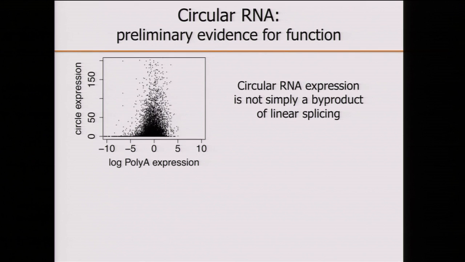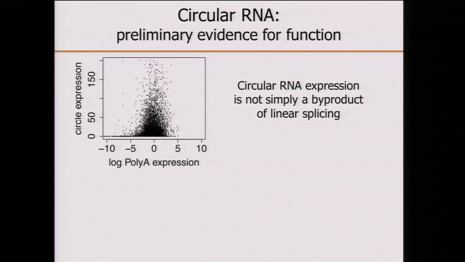An early hypothesis was that circular RNA expression was just simply a byproduct of linear RNA splicing. So it was just transcriptional noise as opposed to an actual functional molecule. And so under this model, you would expect the more highly expressed genes would have more circular RNA. But as we can see here, by looking at circular expression versus linear expression for genes that do produce a circular isoform, there really is no correlation. So this hints at the fact that there is regulation of circular RNA apart from linear RNA, although the exact nature of that is still unknown.